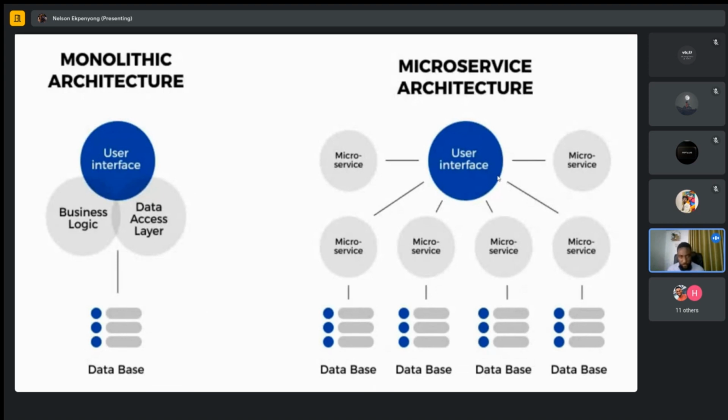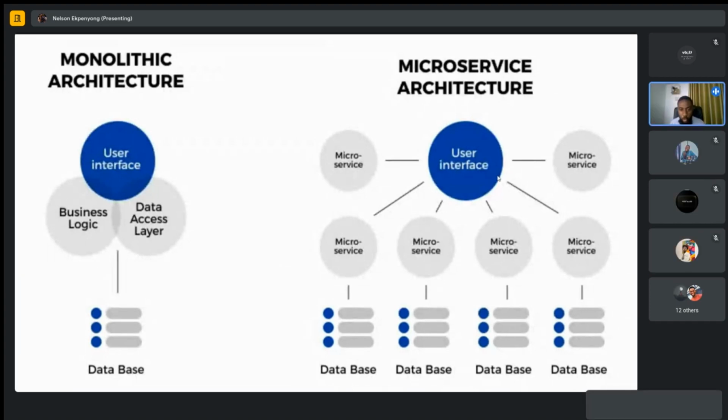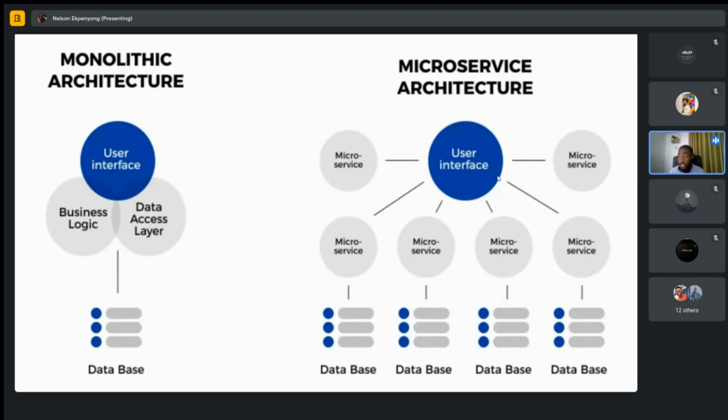So in the diagram on the right, let's say you have an e-commerce application, for instance. In an e-commerce application, you'd have payments, you'd have orders, you'd have a recommendation service, you'd have different services. So instead of building all that in one place, the microservice architecture says, let us separate all these modules and build them as standalone applications that we can deploy.